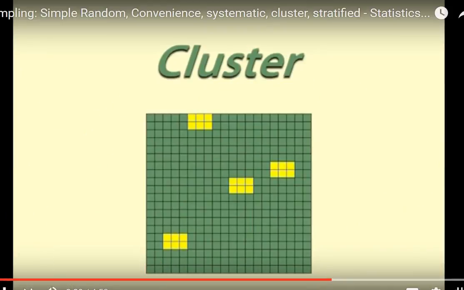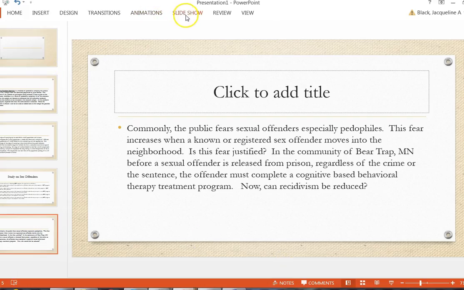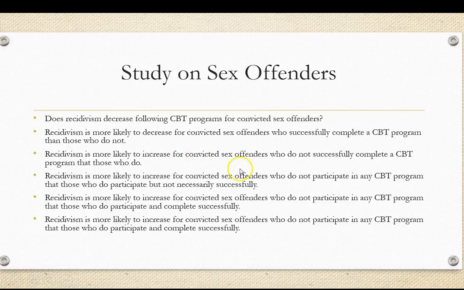Cluster sampling. In cluster sampling, let's go back and look at our example for systematic sampling. Let's look at what we have. So if we look at our hypotheses, and this is another one you need to come up with one on your own. If we are doing a stratified sample.